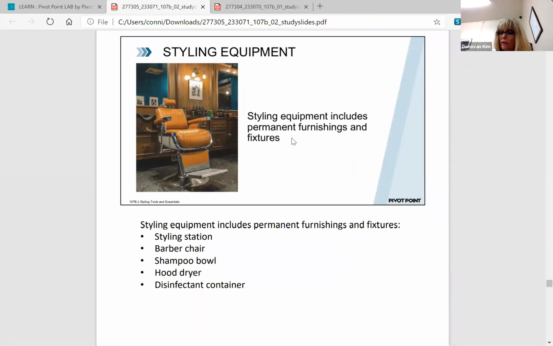Okay, so then we have our equipment, right? We need a station, we need a chair, we need a shampoo bowl, we need our disinfectant, we need our tools, our combs, our brushes, our liquid tools. We need all of this stuff.